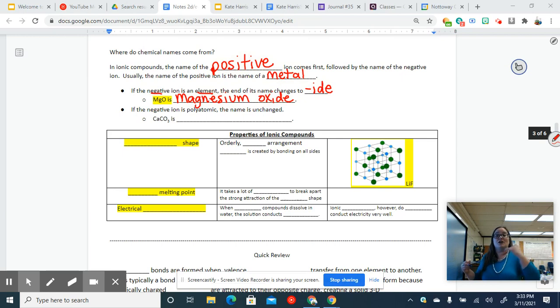If the negative ion is a polyatomic ion, you just leave it alone. So calcium carbonate is just calcium carbonate. You don't have to do anything fancy to the name. You just have to name the ion that you've got. All right, again, if you need to pause that, please do. I'm going to move on.